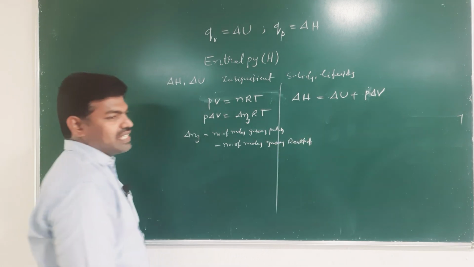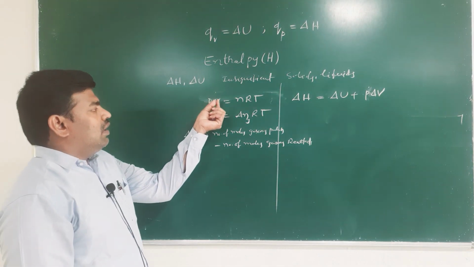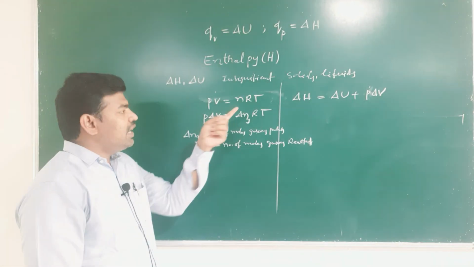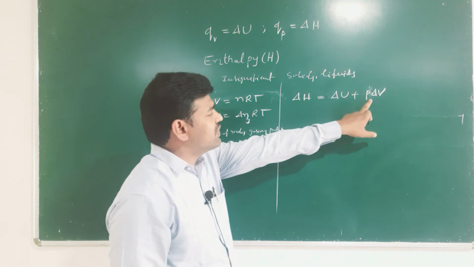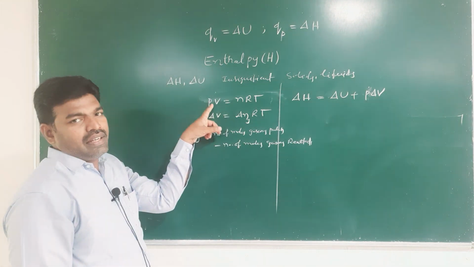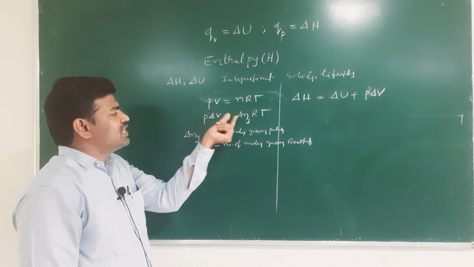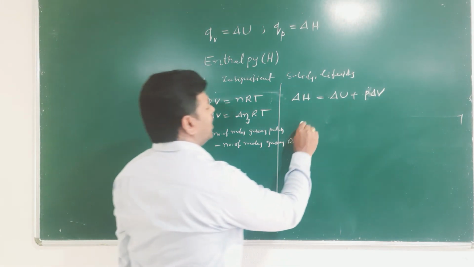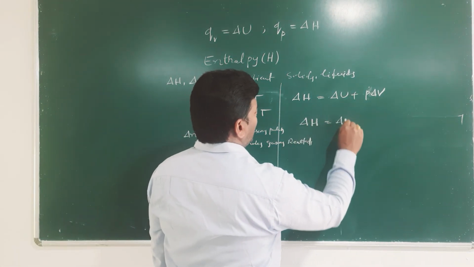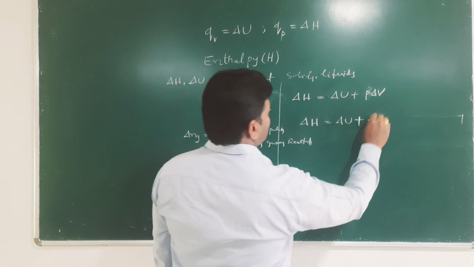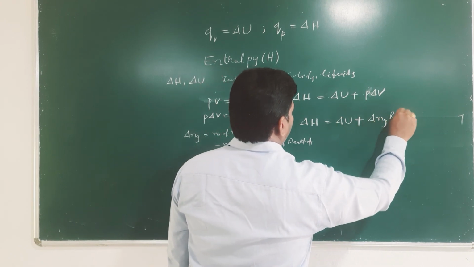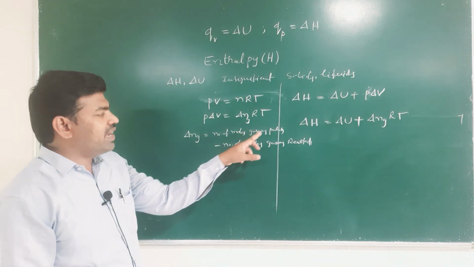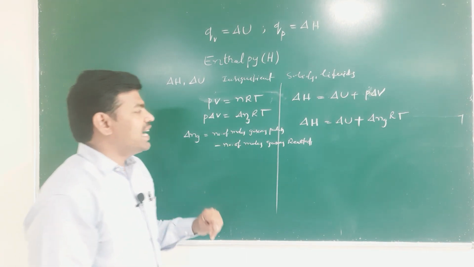So in case of gaseous reactions, for gases we can write the ideal gas equation PV = nRT, and to substitute this value, I write this equation P delta V is equal to delta NgRT. So we can write delta H is equal to delta U plus P delta V. In case of P delta V, we can write delta NgRT, where delta Ng is the number of moles of gaseous products minus the number of moles of gaseous reactants.